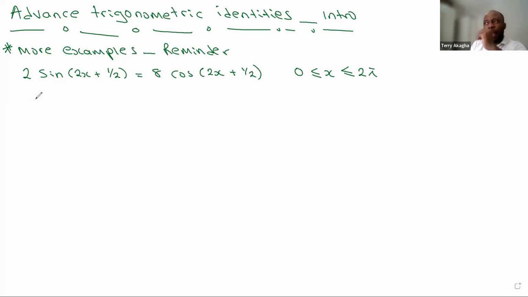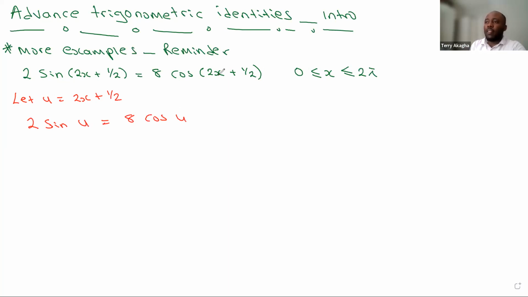So we can let u be equal to 2x plus half. So it's going to be 2 sine u equal to 8 cos u, so it looks a little bit easier and better. The same thing, we have to change the range. If you look, u is equal to 2 times x plus half, so we're going to do the same thing to the range.